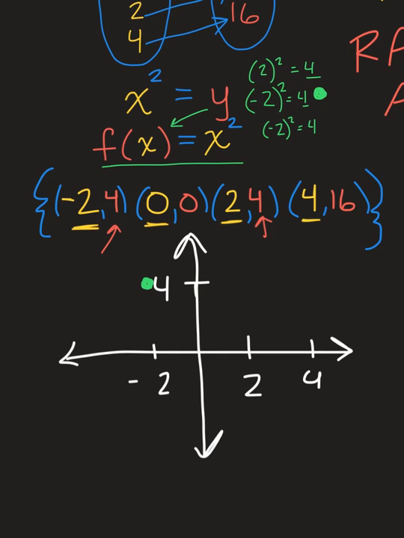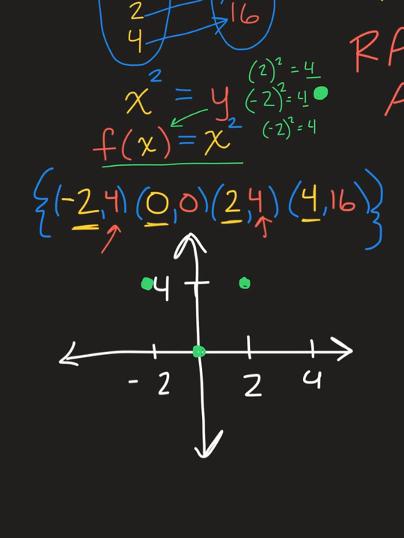I could also take all that information and graph it. So I've already graphed the first point. -2, 4 goes right there. 0, 0 is at my origin. That would be right here. And 2, 4 would be right here. 4, 16 would be way up here. So this is the same function, just put on a graph.